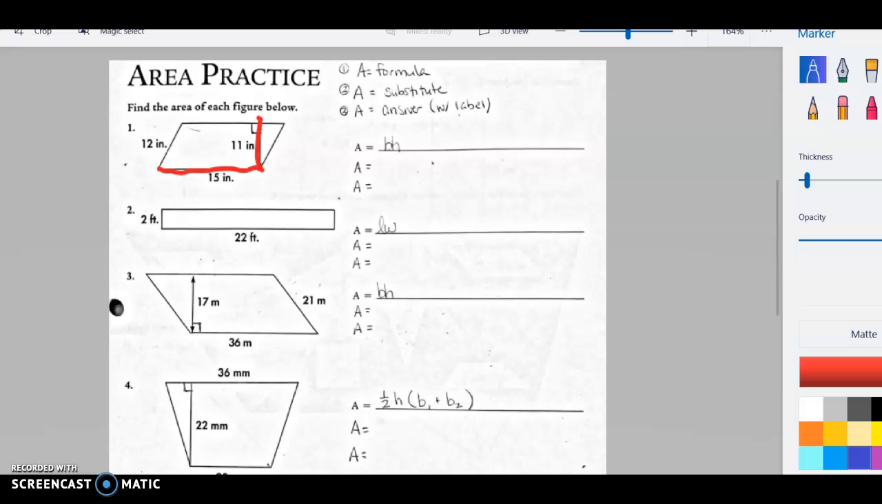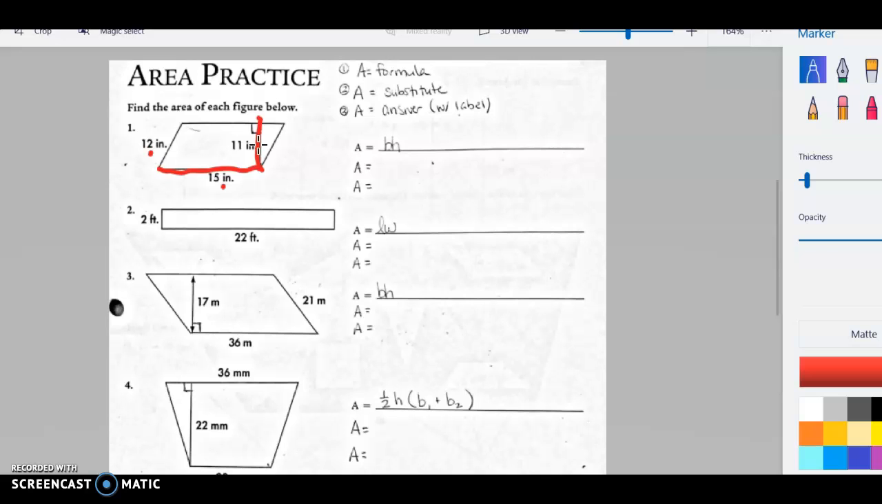So that being said, if I'm going to find the area of this parallelogram, I'm not going to multiply the base times the slanty side. I'm going to multiply it by the height, which is perpendicular to the base. So the height is the 11 inches.